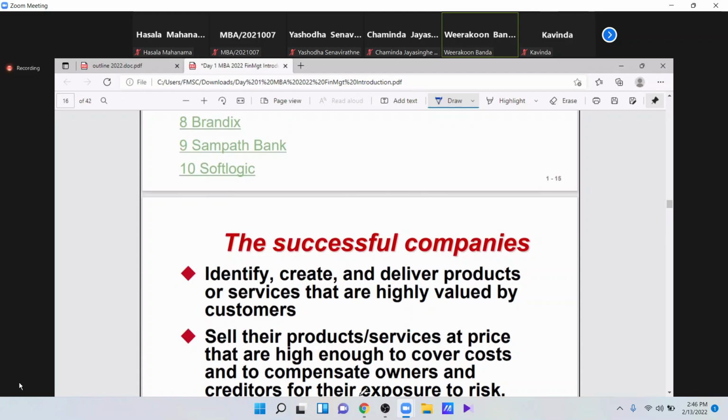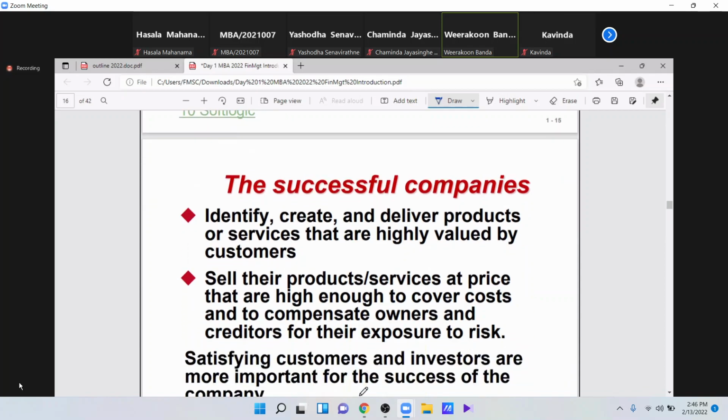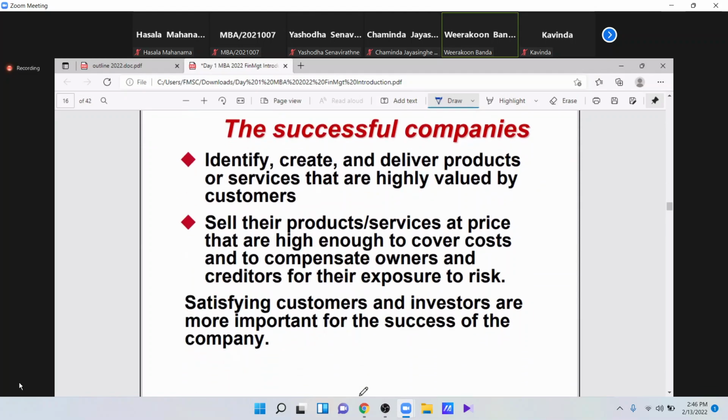Anyway, how do we recognize successful companies in the market? For successful companies, we have to identify that they create and deliver products or services that are highly valued by customers. If you think of a particular company, John Keells or maybe some other banking company, you can see some particular way of tendering their services. If you can recognize that they create value and deliver good products and services highly valued by the customers, then it indicates some successful characteristics.